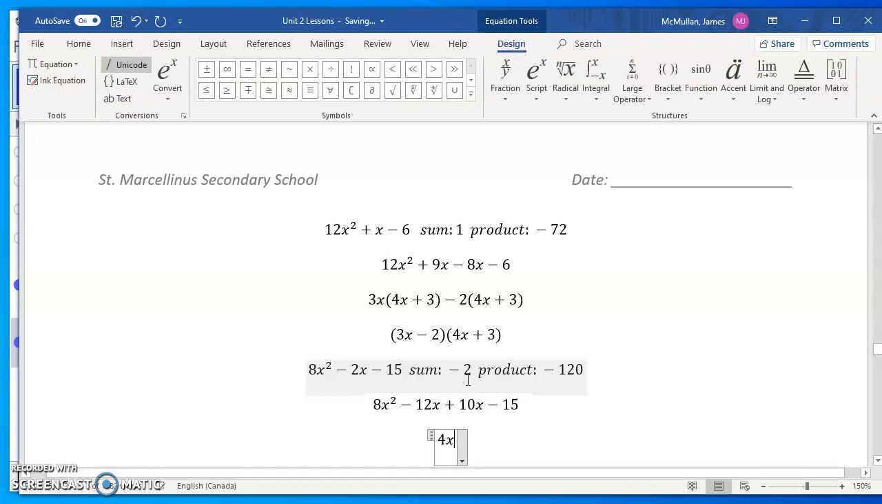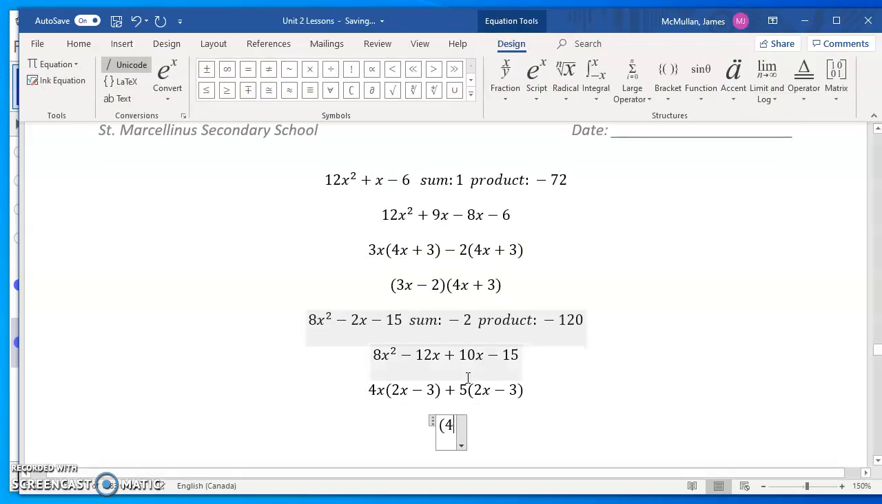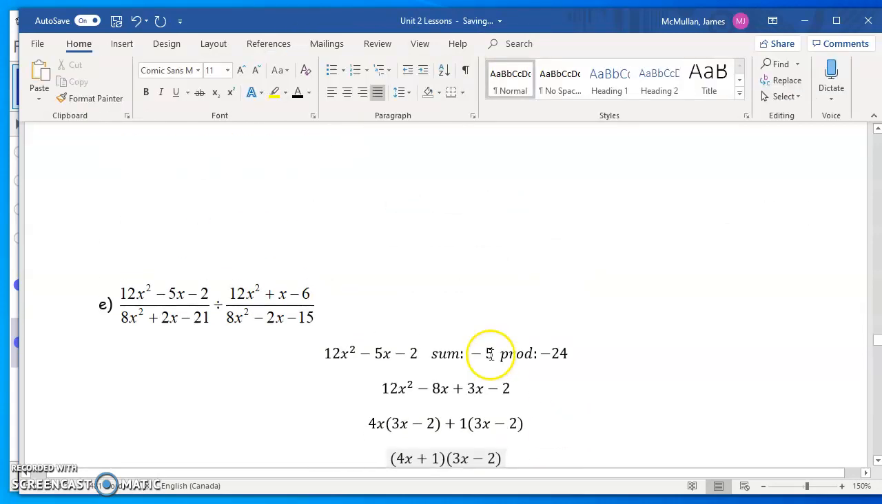And we factor out a 4x. We get 2x minus 3. And then we factor out a 5, and we get 2x minus 3, which factors overall to 4x plus 5, 2x minus 3. Okay, so now we've got the 4 parts we need. All the factoring is done. We just need to write the question out over again.